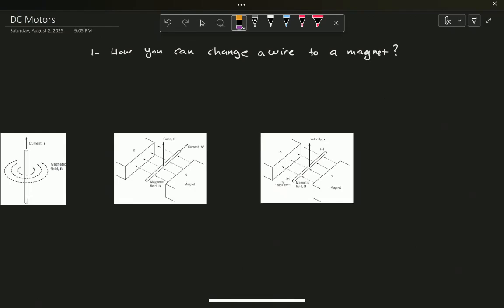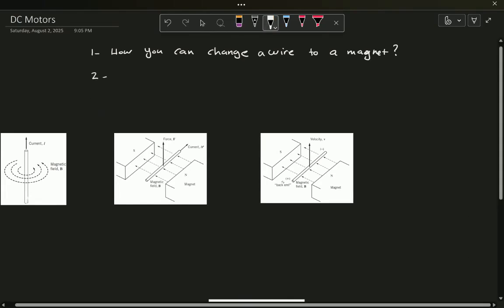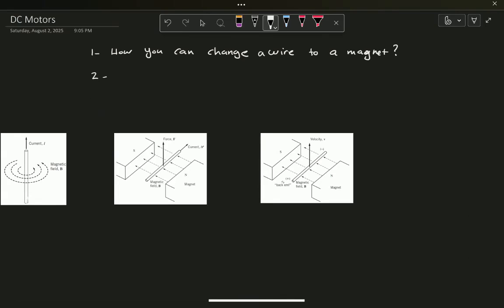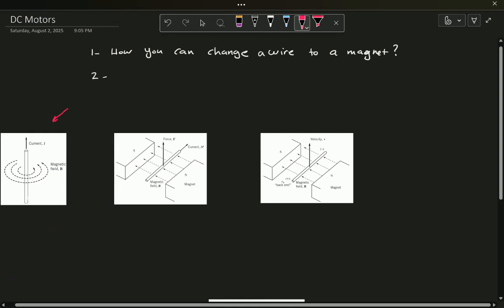Okay, so this is the first law: how you can change a wire into a magnet. The second law is, okay, look at this. If you apply some current to a wire, you're going to change that wire to a magnet, yes?